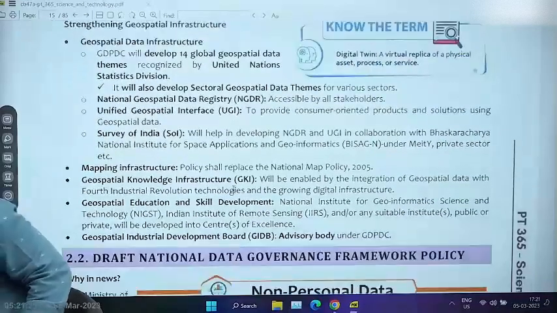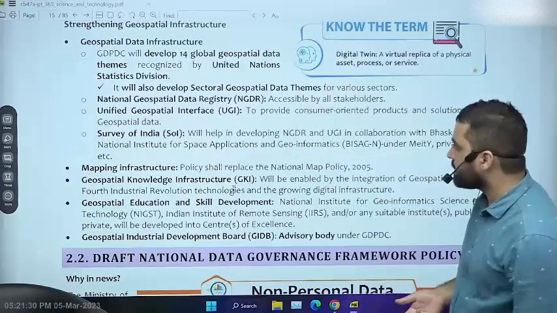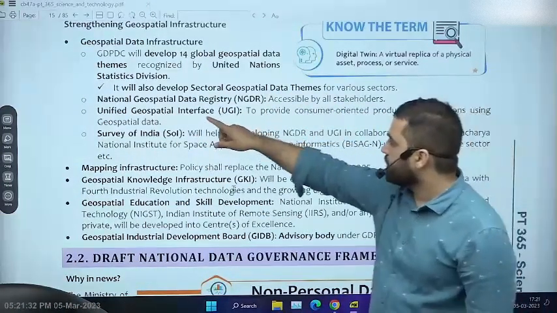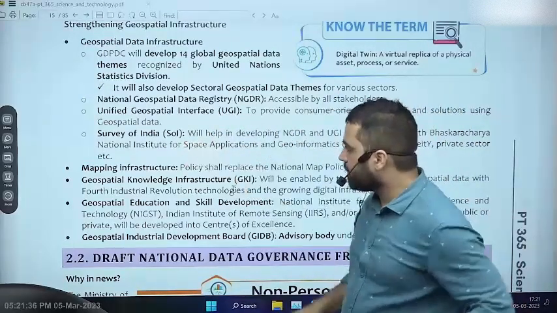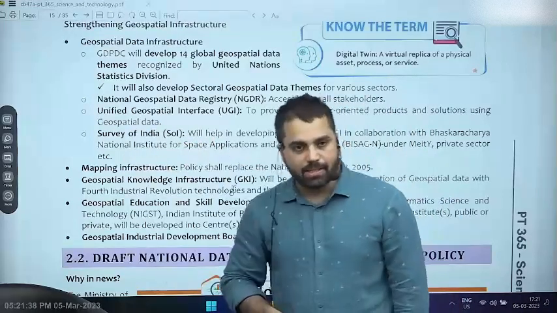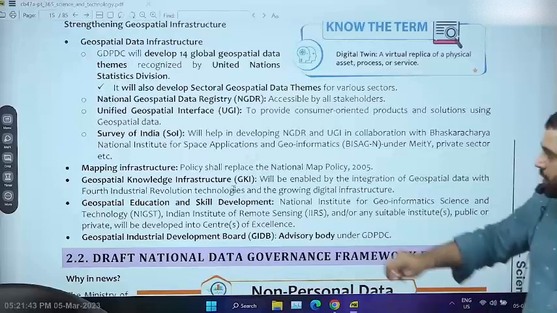And many organizations are going to play a very important role. All of these organizations, by the way, work under Department of Science and Technology, including National Geospatial Data Registry, Unified Geospatial Interface, and Survey of India. Survey of India is a very old organization, and you should know that it works under Ministry of Science and Technology. ये Ministry of Science and Technology का body है.